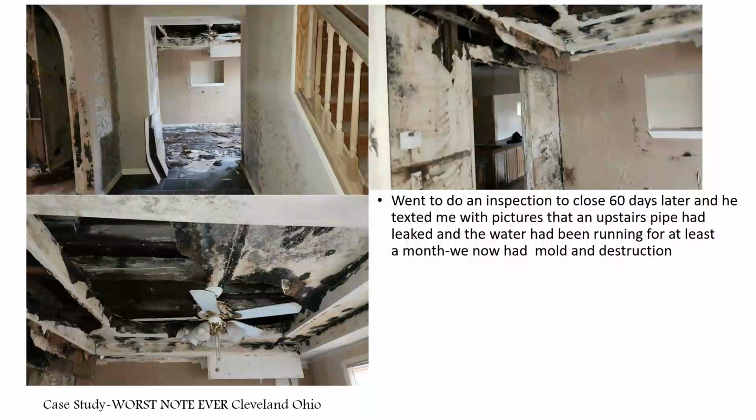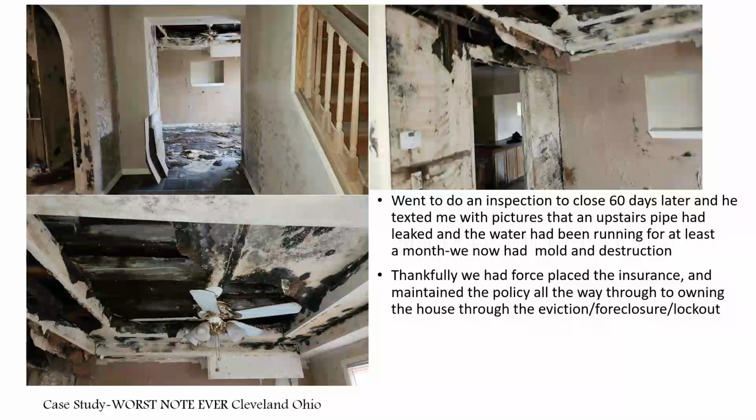But because there had been a pipe that broke or leaked or something, and water had been running for at least a month, we think probably more like 45 days, now we had destruction. All right, we had mold. That is the same house. Thankfully, we had force-placed insurance, and we maintained that policy all the way through owning the house, right? The insurance ended up paying us $60,000 in the insurance claim, okay?